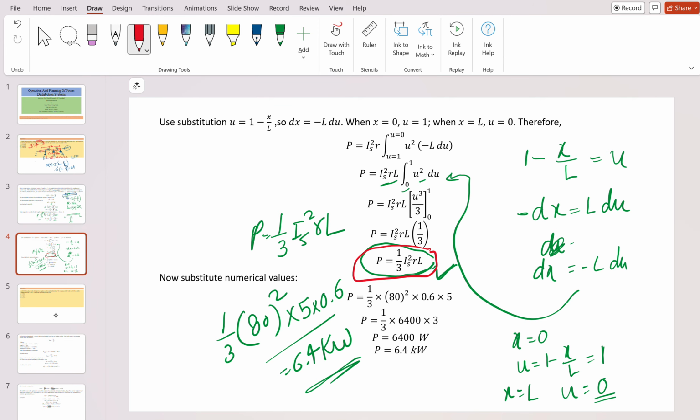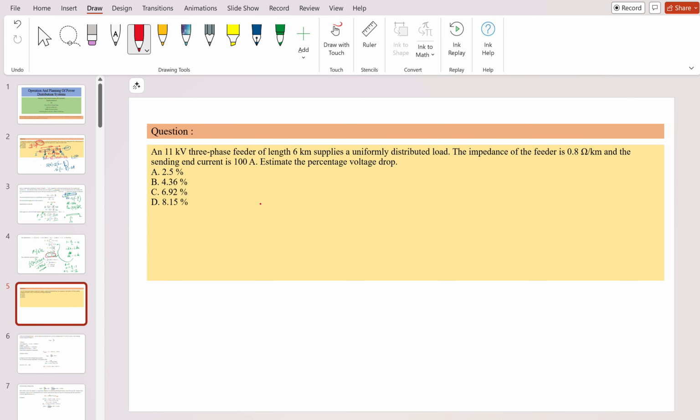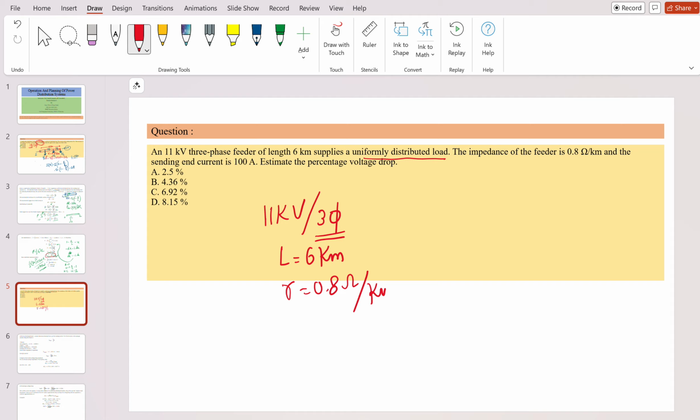Okay, let's move further and look at the voltage drop part. Suppose there is an 11 kV three-phase feeder, and the total length is given as 6 kilometers, uniformly distributed. The resistance r is given as 0.8 ohm per kilometer, and the sending end current is given as 100 amps. It asks what the percentage voltage drop is. What will be the percentage voltage drop in this feeder?